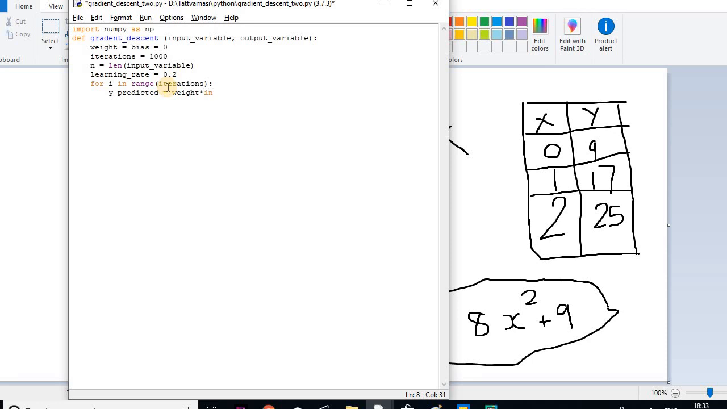So I am taking it as the input variable here. So we have the input variable, that is we have to keep it here. So y_predicted is equal to weight into input variable plus bias. This is the model, and we need to optimize the weight and the bias. So we are iterating through this loop.